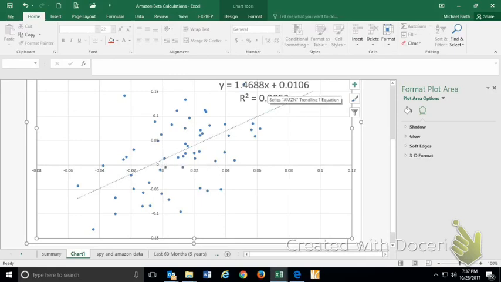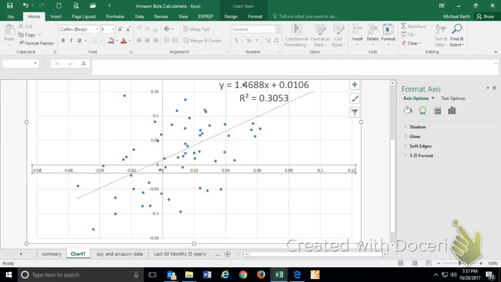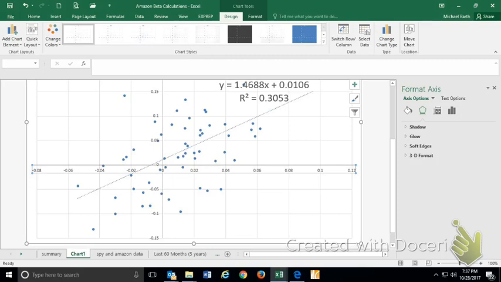What that says is that as x, the S&P 500, goes up, Amazon goes up by 1.4688 times as much. So if I got a 10% increase in the stock market, I would expect 1.47 times as much, or essentially a 15% rise in the Amazon shares. And if I dropped 1% in the average stock market, I would expect a 1.5% drop in Amazon. So that's how we actually interpret these results.